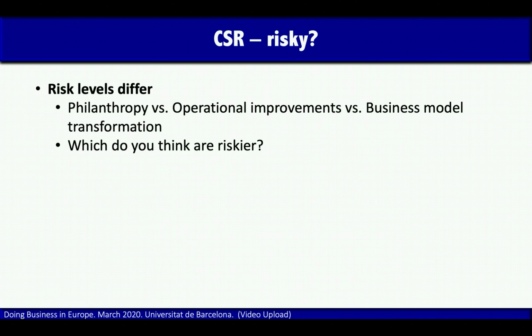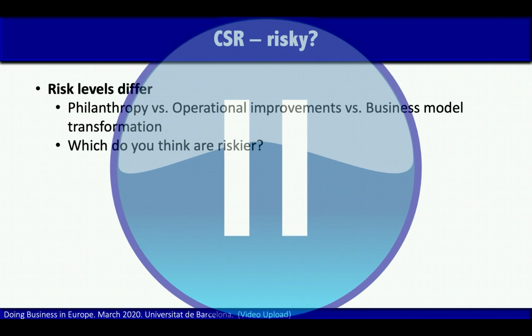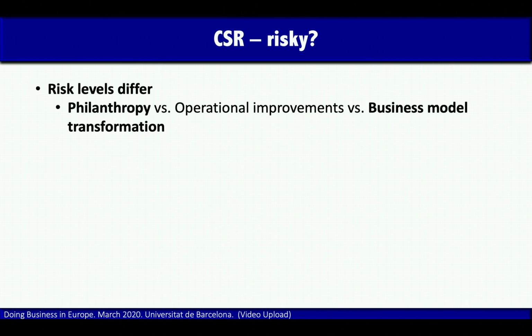So again, sorry for flipping back and forth. The question again was which kind of actions could be riskier for the firm? Risky in terms of investing money that has no returns for the firm or for society, or investing time, right? Usually, of course, this is not a very clear-cut answer, but usually the riskier ones are the ones that have to do with philanthropy and business model transformation, and you can pretty much think why, right?